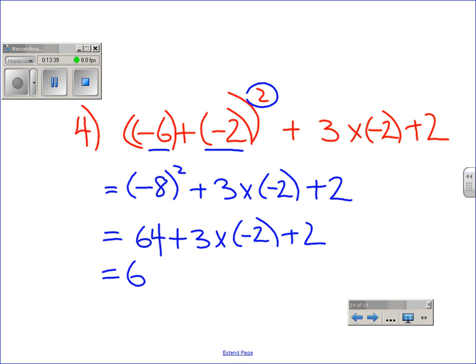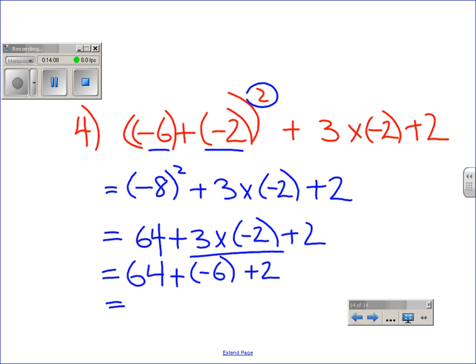In here, we don't touch the 64 yet, because we're going to have to do this multiplication question. 3 times -2. A positive times a negative will always give us a negative answer, so that's going to be -6 plus 2. Now, realistically, I have 64 plus -6 plus 2. If I start at the beginning 64 and I'm going to add cold, that means I'm going to go left down my number line by 6.